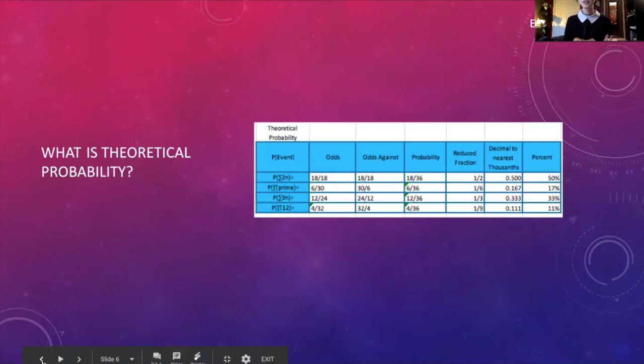Okay, what is theoretical probability? Theoretical probability is based on reasoning, written as a number of favorable outcomes to the number of possible outcomes. So this being said, when we did our odds for, our odds against, the probability, reduced fraction, decimal to the nearest thousand, and percent, you can see the odds for the certain amount is pretty easily read. But this leads me into our next slide.